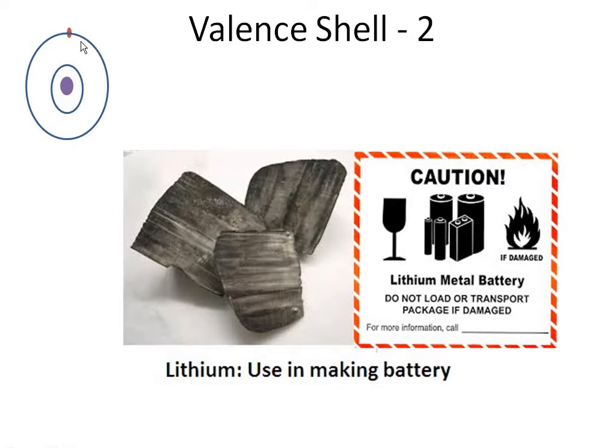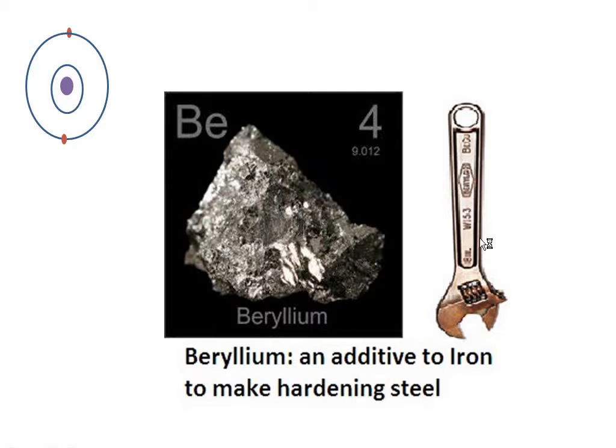The first element has 1 electron in the outermost shell. It is lithium. Lithium is used to make batteries. The second is beryllium. Beryllium has 2 electrons in the outer shell. It is an additive to steel, to make hardened steel. This is used to make tools.